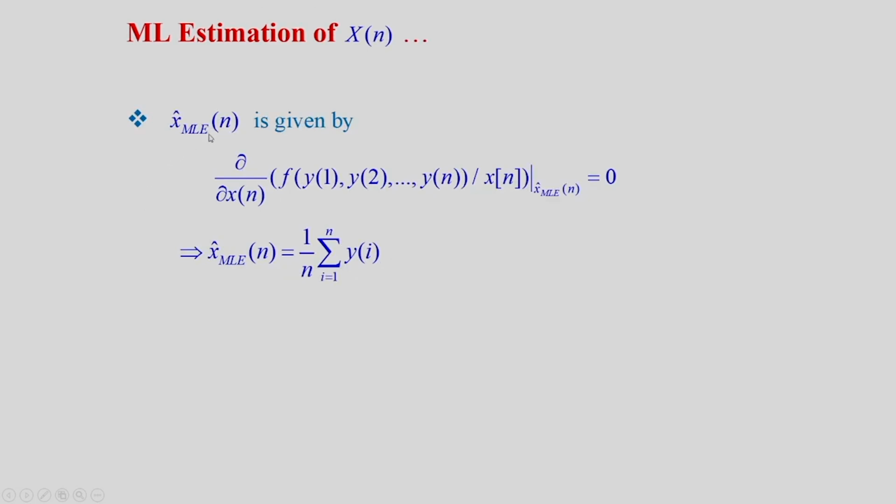Now, x hat MLE is given by setting the partial derivative of the likelihood function with respect to x[n], at x hat MLE, equal to 0. From this equation, we get x hat MLE[n] equal to 1 by n into summation of y_i, i going from 1 to n. So, this way we can estimate the signal value from a set of observed data.